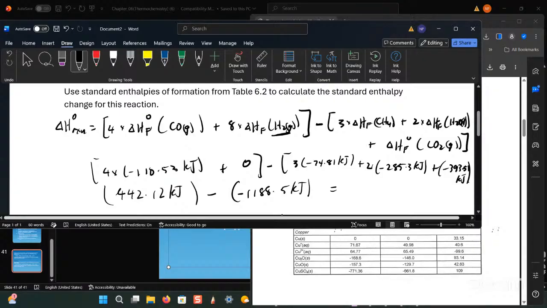And then we do the final calculation. 442.12 minus, so that's plus, 118.5. Oh no, something's wrong here. This is 442.12 and then plus 1118.5. So I got 1630.6 kilojoules, and that should be your final answer. All right, and that's how you do that.